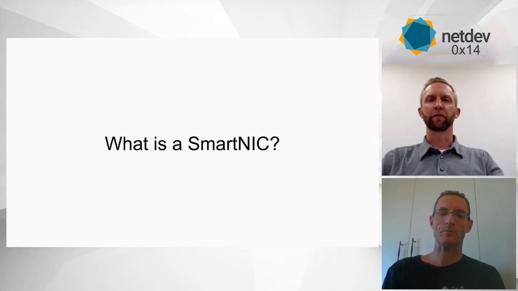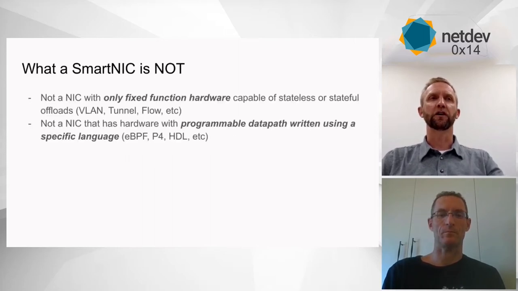So an important point to think about when we frame this conversation is, what is a SmartNIC? It's often a confused term, and I thought it was important to define. So first of all, let's talk about what a SmartNIC is not. It is not a NIC that only has fixed function hardware that might be capable of stateful or stateless offloads. For example, VLAN, tunnel offload, flow offload might be found on a lot of network ASICs. This is not what we're calling a SmartNIC.